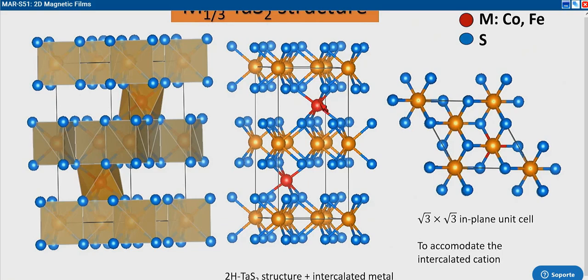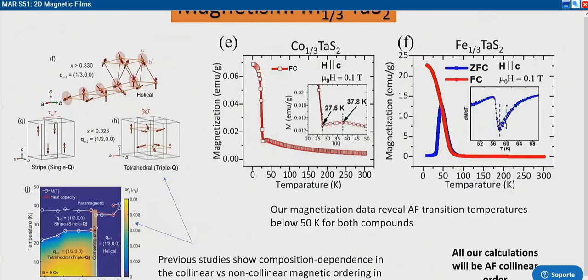So you see here this transition metal sits in the van der Waals gap, and it's surrounded by an iron octahedron. So this will be important to understand the electron structure. And the fact that we have a 1/3 stoichiometry means that you need to enlarge your unit cell by square root 3 in the plane.